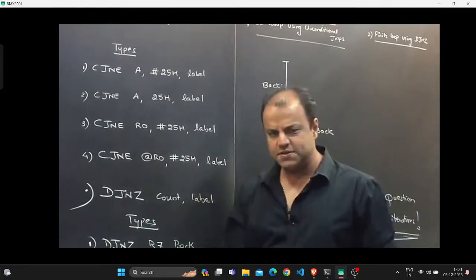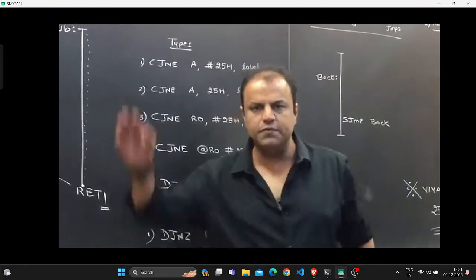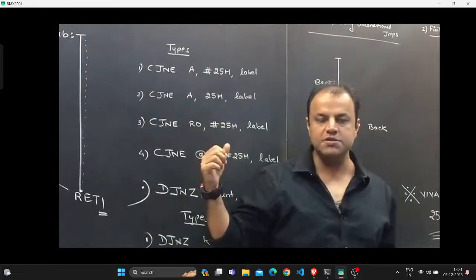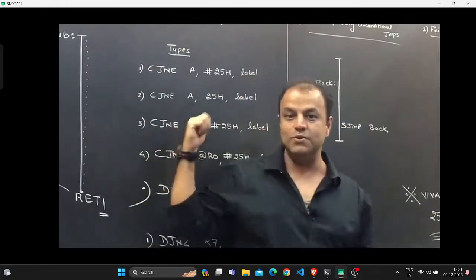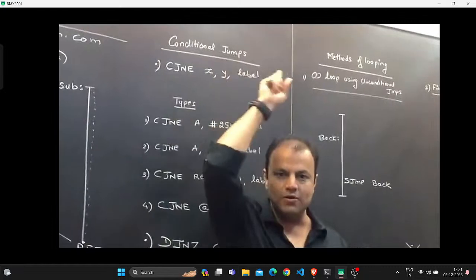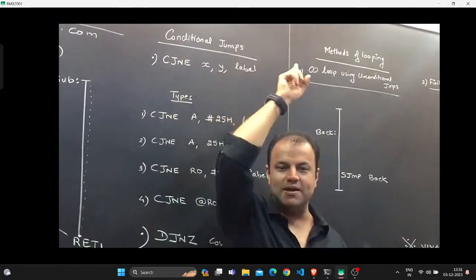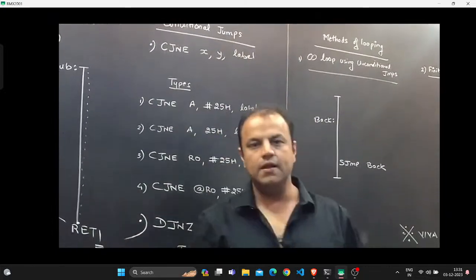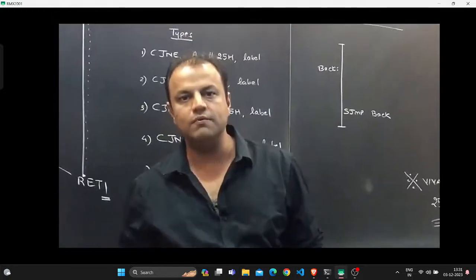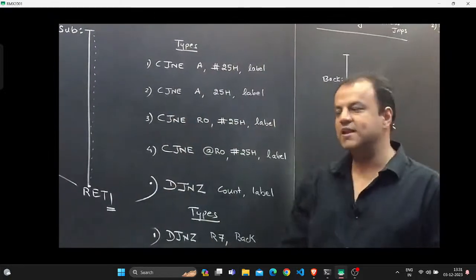Did you understand all of these instructions? So what does CJNE do basically? This is how they ask for university. They don't give the full instruction. Obviously, that's because it makes it easy. This is how it is asked as a 2-mark question. Explain CJNE x, y, label. It will compare x and y. If they are not equal, program will jump to the location label. Otherwise, you will go to the next location.